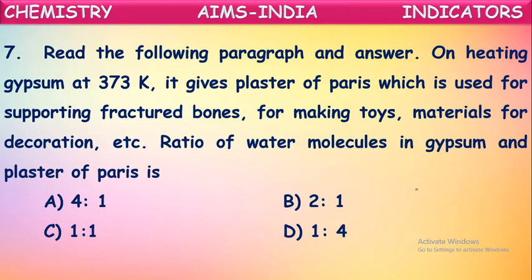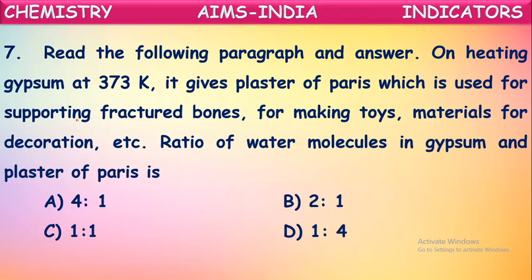Now the question is the ratio of the water molecules present in gypsum and plaster of Paris respectively. So if we know the formula, then you can identify the ratio. So these two are called hydrated salts actually. Hydrated salts means the salts which are containing water molecules in their formulae, in their crystal structure. They are called hydrated salts. And the number of water molecules present in each molecule is known as its water of hydration.